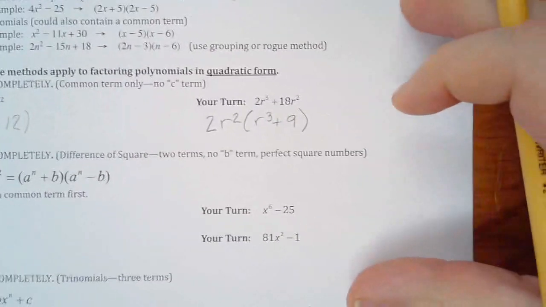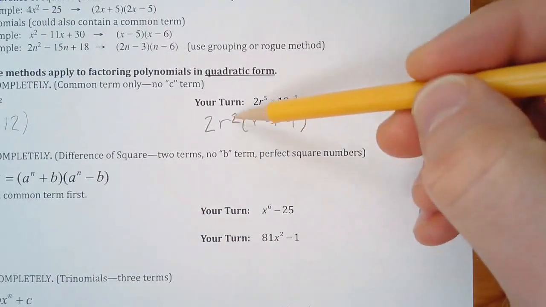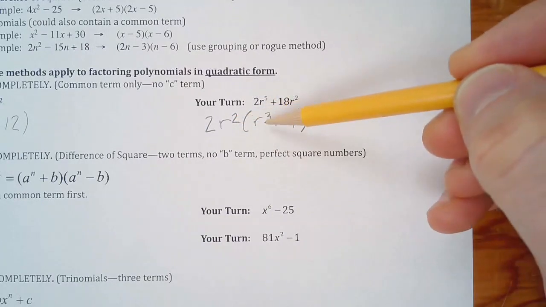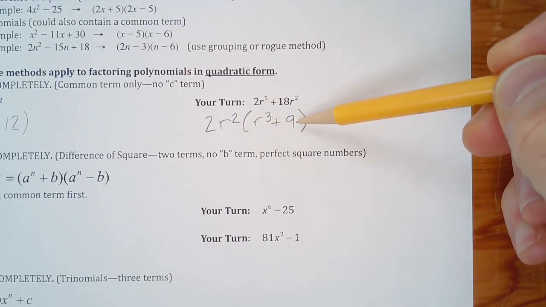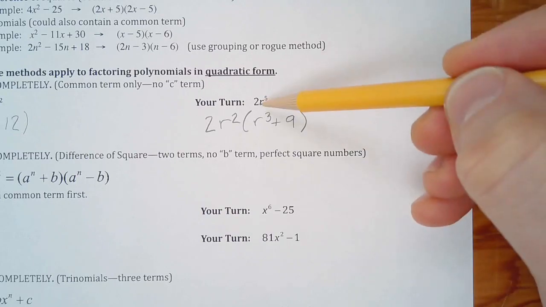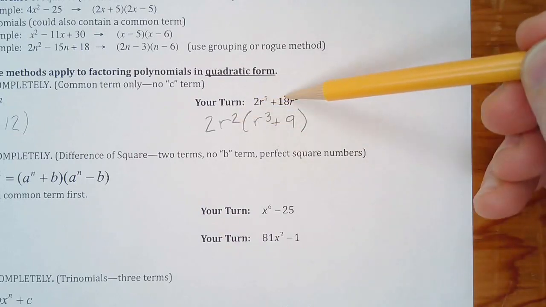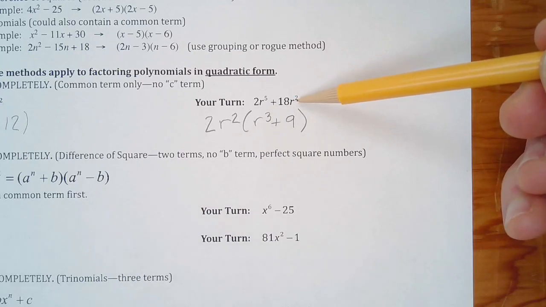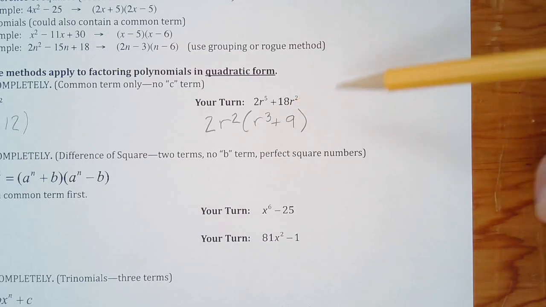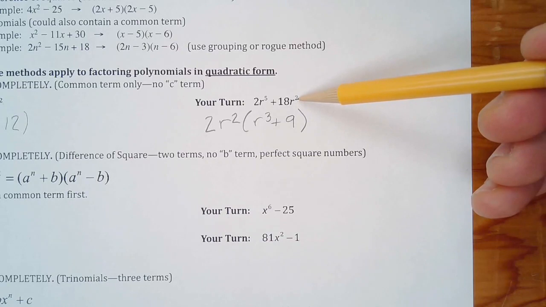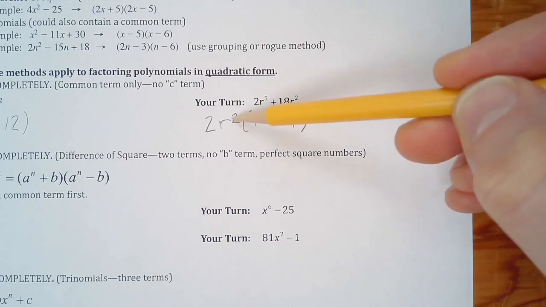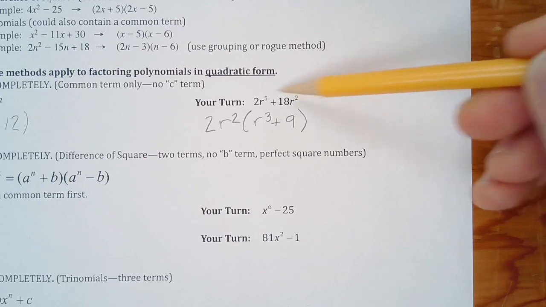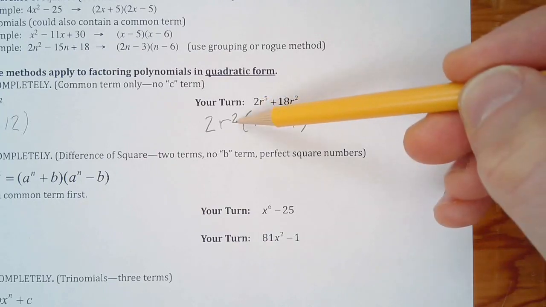I got for that 2r squared multiplied by r cubed plus 9. Okay, yeah, that's the biggest. 2 is the biggest number that goes into 2 and 18, and they both have at least 2 r's involved. Basically, the term with the smallest exponent on the variable, that's the one you're going to be able to take out. Okay, this has r squared. That's the smallest of the 2 exponents. That's what you're going to be able to take out.